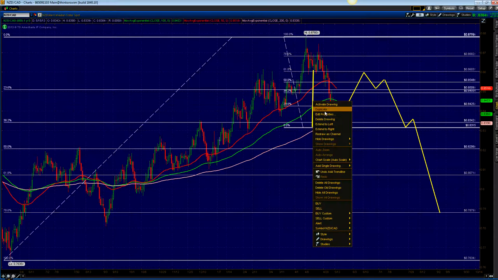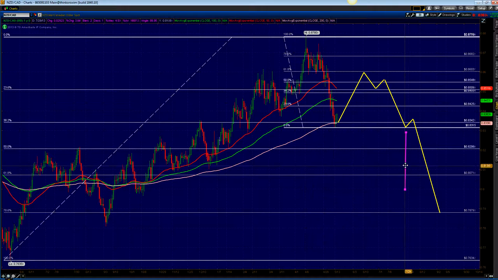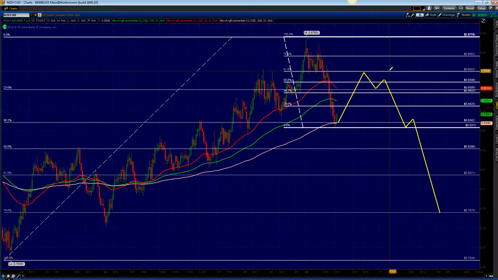The measured move for such a head and shoulders would actually take us down to just below that 61.8% fib, just above 80. I do think we would eventually manage to extend a little bit below there, however, and head down to test that 79 figure. So that's what I see as a very possible scenario here on the daily chart. Of course, in the near term, I'm more focused on this immediate move upwards.